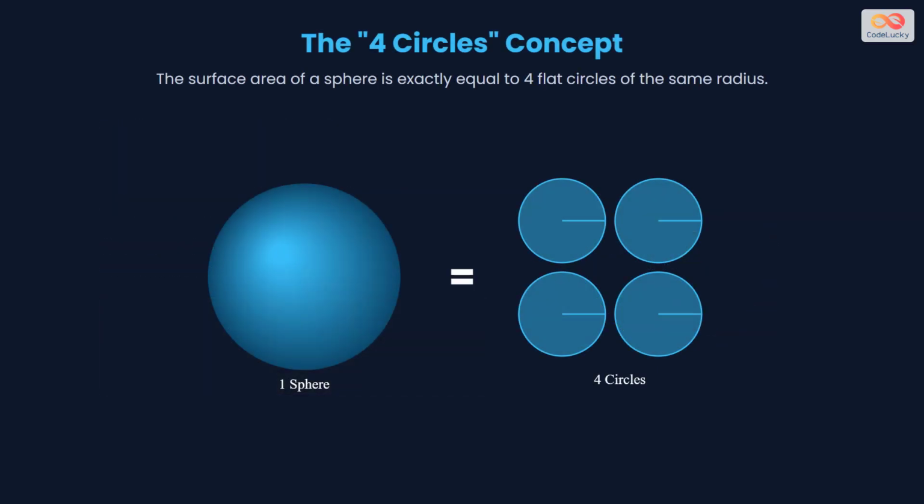Here is a great way to visualize this. The surface area of one sphere is exactly equal to the area of 4 flat circles that have the same radius. So if you peeled a sphere perfectly, it would cover exactly 4 circles.